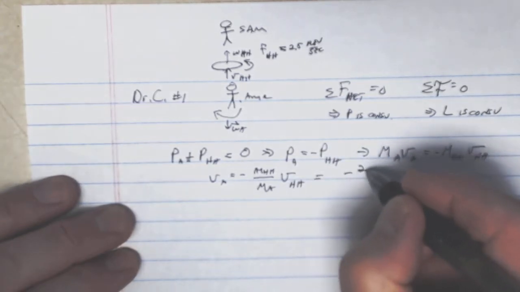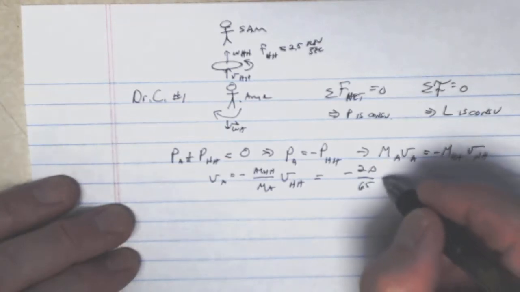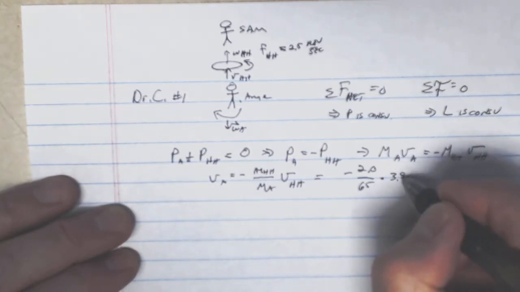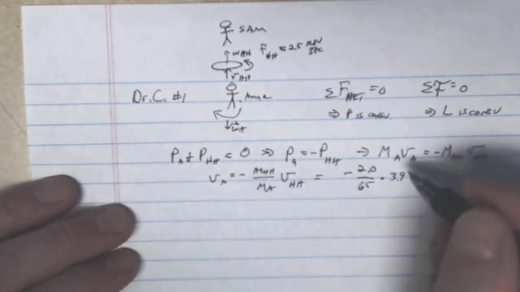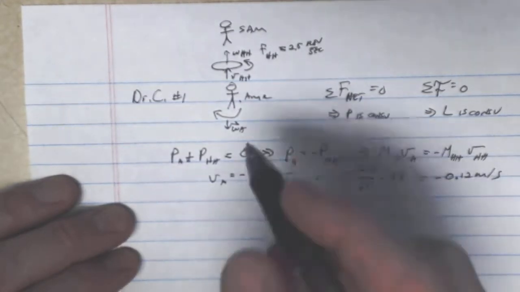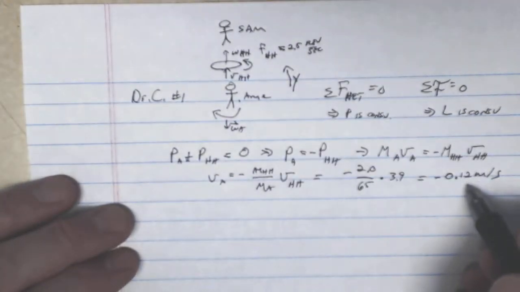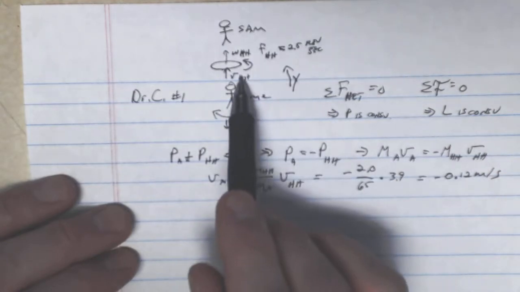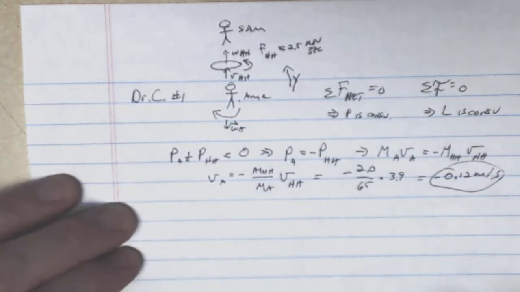Plug in the values. I won't put in the dimensions of each of these, but 2 kilograms is the mass of the hula hoop, 65 kilograms is the mass of Anne, so kilograms cancels out, and 3.9 meters per second is the velocity that you observe for the hula hoop while it's moving between Anne and Sam. And so this just comes out to -0.12 meters per second. Now I didn't actually draw a coordinate system here. I probably should have said plus y is up. But all this negative sign tells you is that she's moving away from the direction the hula hoop is moving. Okay, so that's Anne's translational velocity.